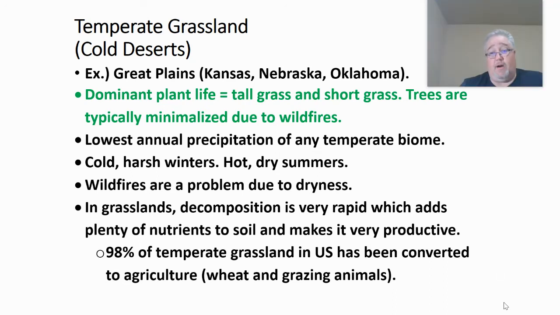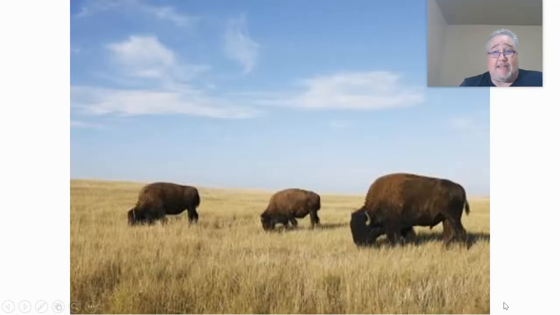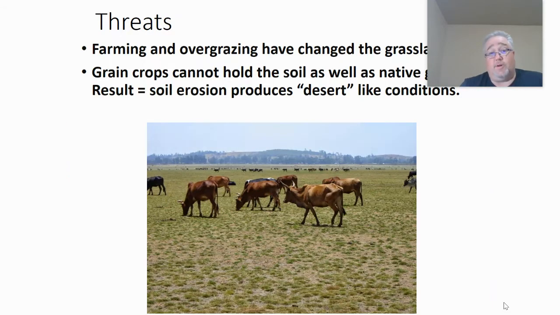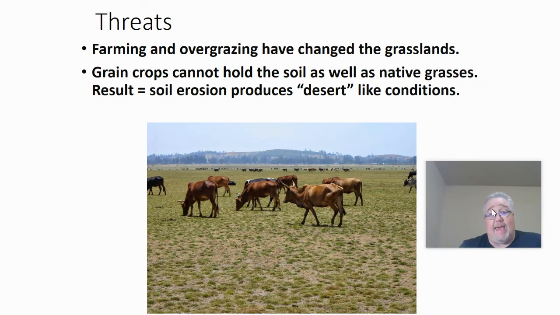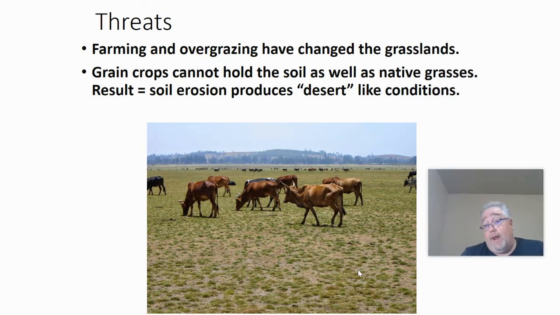This picture here on the next slide is what you would expect there to be in the grasslands. But instead of this, we're seeing a lot more of this. We're seeing a lot of grazing animals that are being raised for food, things like cattle, cows, steers, and they are having a very big impact on those native grasses.